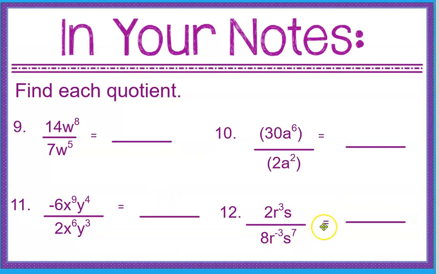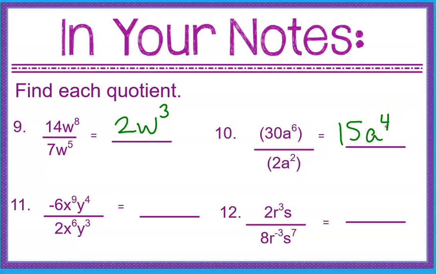All right, you want to try some with coefficients now? You got this. Take a moment to pause the video and really give this a good effort. Okay, this is the end of our video here, so let's see how you did. 14 divided by 7 is 2. The base is w, and 8 minus 5 is 3. Done. 30 divided by 2 is 15. The base is a. 6 minus 2 is 4.